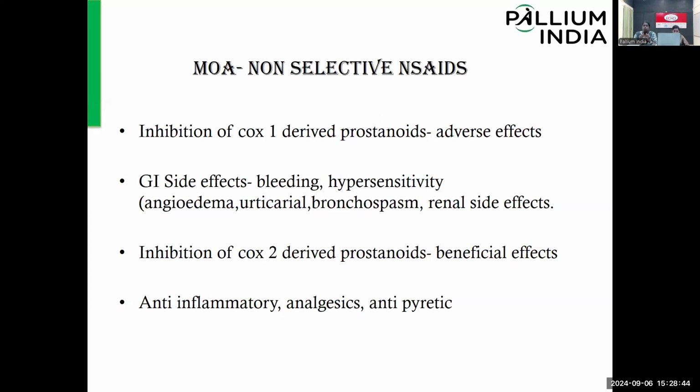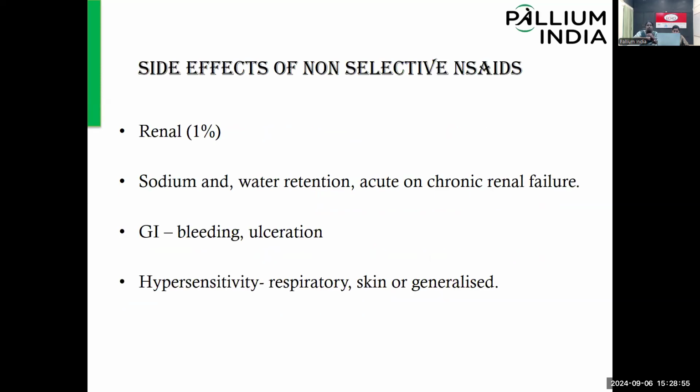It is very important to know how we get this beneficial effect by the mechanism of action, and the mechanism of action of the adverse effects. These are the common side effects of NSAIDs, usually non-selective NSAIDs. First one is renal: sodium and water retention, acute and chronic renal failure. GI side effects are bleeding and ulcerations. The fourth one is hypersensitivity. That is respiratory, bronchospasm, some anaphylactic reactions of the skin, and also generalized anaphylaxis. These are the hypersensitivity reactions.